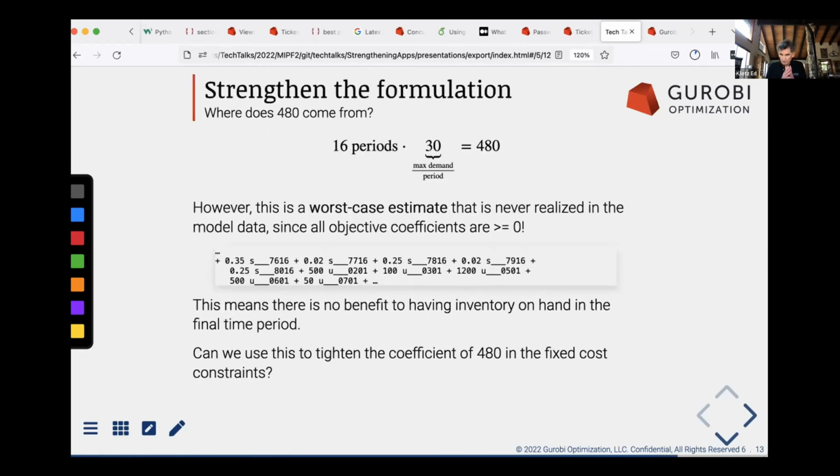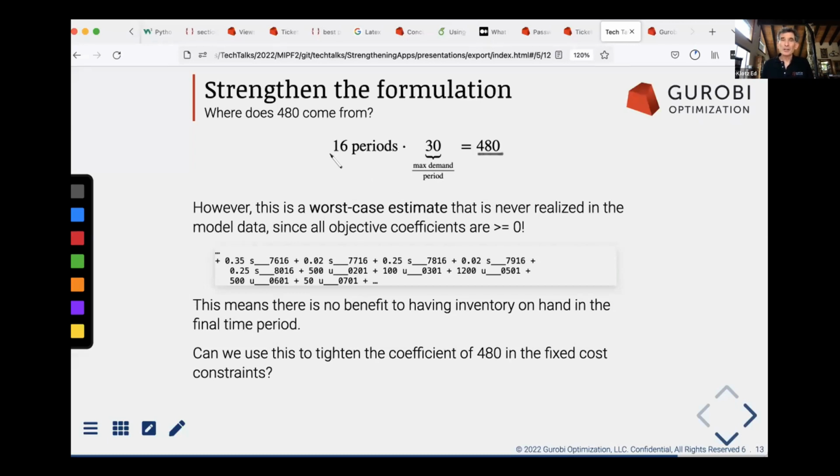All right, so we found the weakness in the formulation. How do we go about strengthening it? So the previous slides raise a question, which is, where does this value of 480, which resulted in that tiny fraction, come from? That's the weakness we identified, and it guides us towards looking at this value of 480 and saying, all right, what's the story behind this?